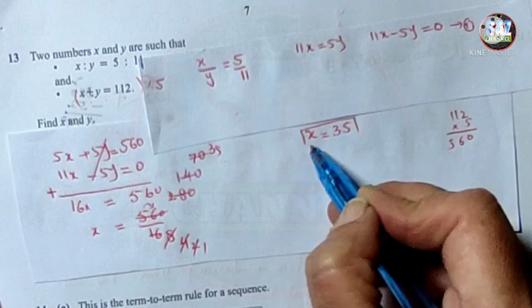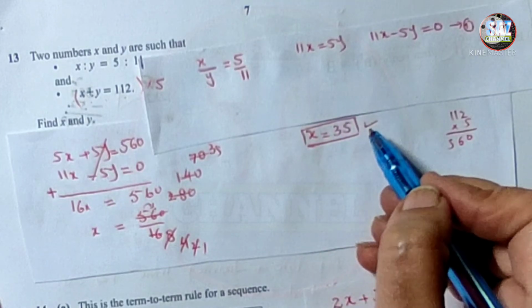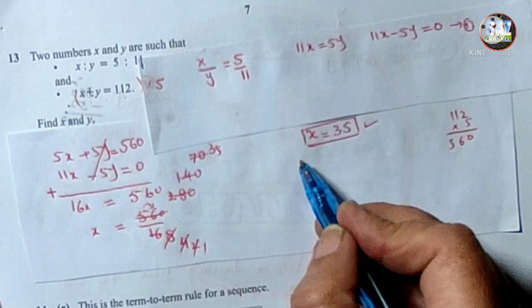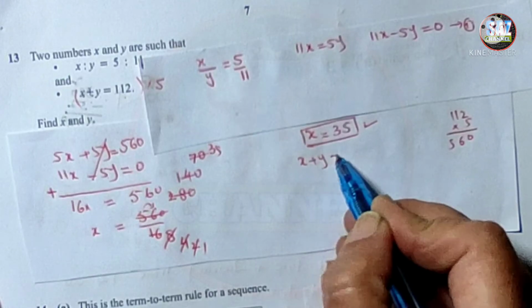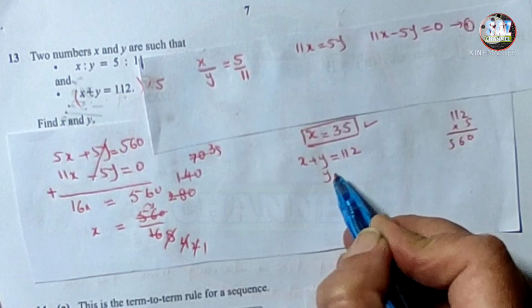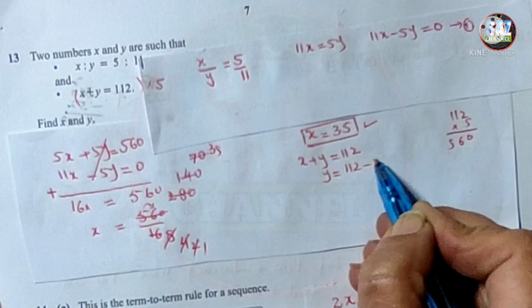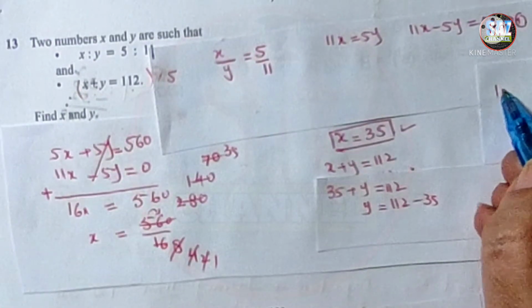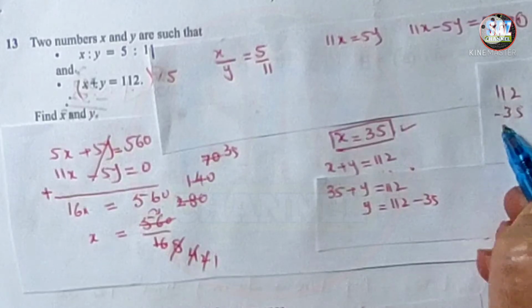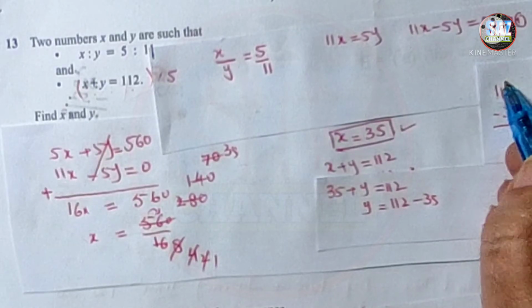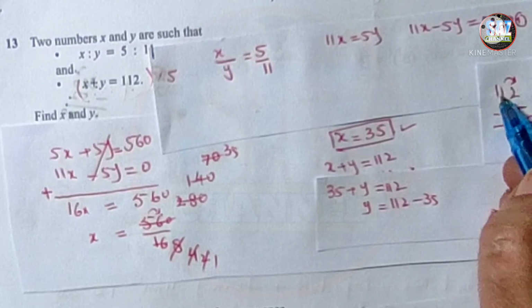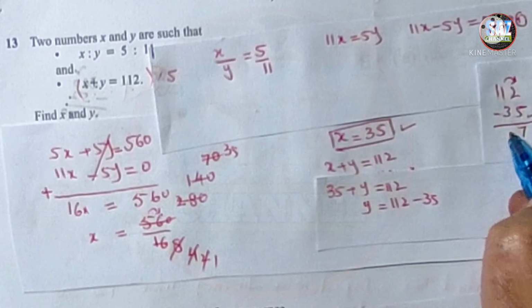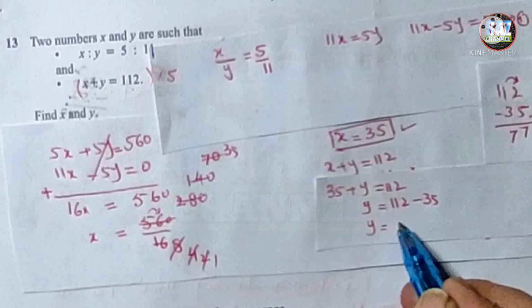Now what we can do is replace this value of x in any one of the equations. For me, x plus y equals 112 is easy, so y equals 112 minus x, and this is equal to 112 minus 35. Subtract 35 from 112. I cannot subtract 5 from 2, so I have to take a carry from here. So this will become 12. 12 minus 5 is 7, and I'm left with 0 here. 10 minus 3 is 7, so the y value is 77.